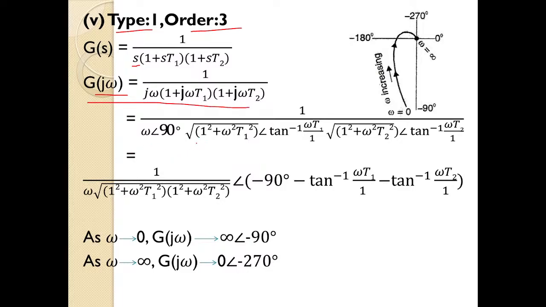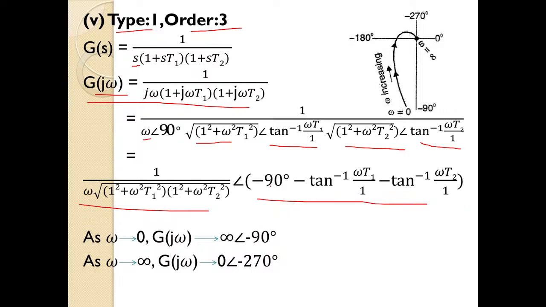Now write down the magnitudes. The magnitude of j omega is omega. The magnitude of 1 plus j omega t1 is root of 1 square plus omega square t1 square. And the magnitude of 1 plus j omega t2 is root of 1 square plus omega square t2 square. And what about the phase angles of these first order denominator factors? The angles are tan inverse of omega t1 and tan inverse of omega t2.